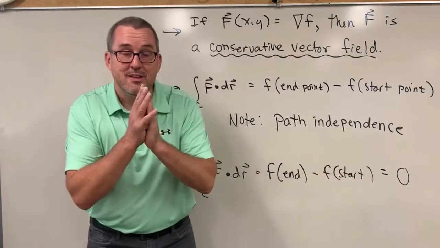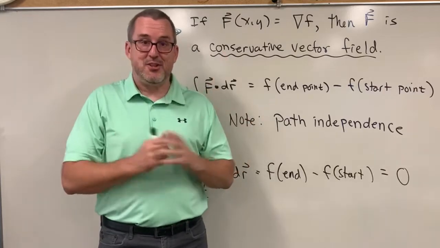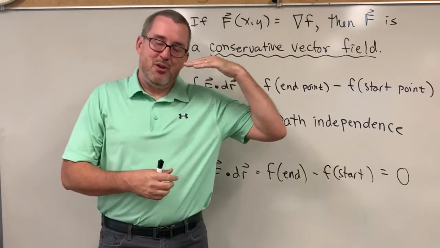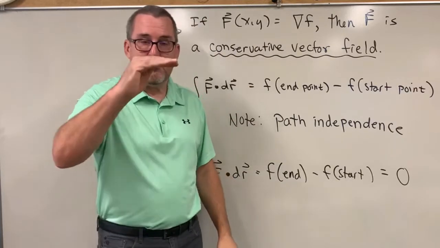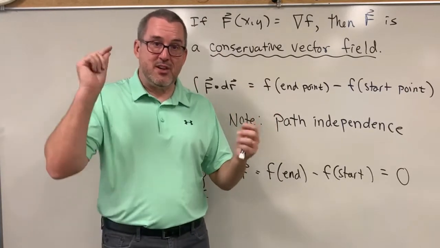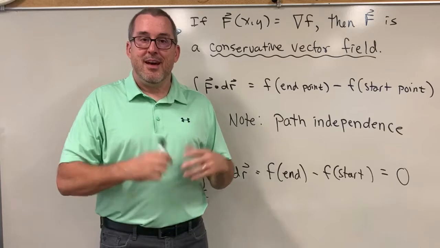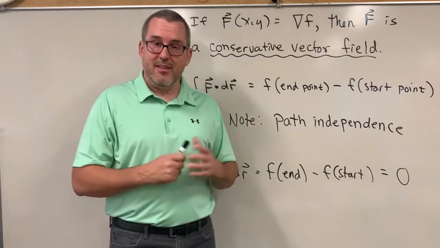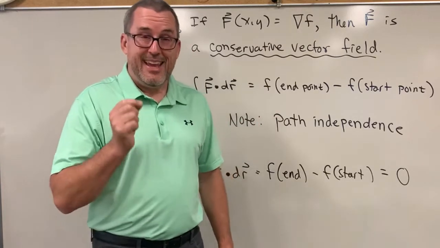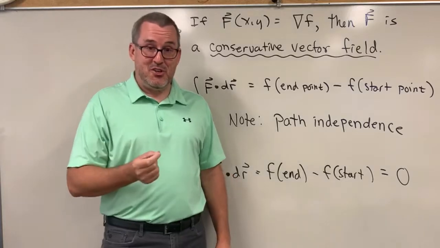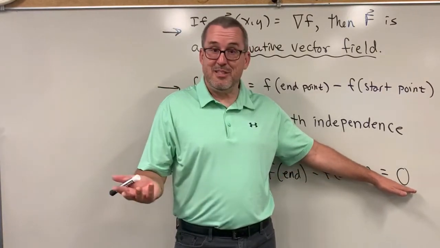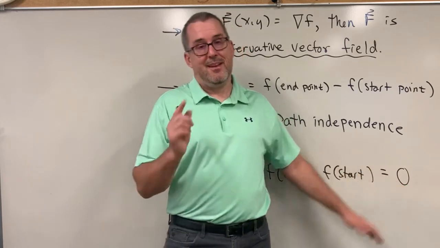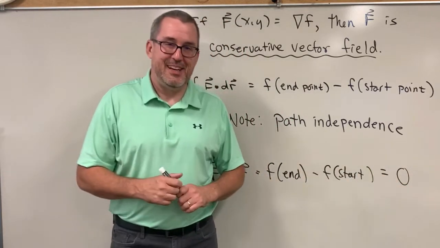So suppose you had a situation where you were supposed to compute a line integral. You had a vector field, you had a path that was a complete loop. It started and ended at the same point, and you were asked to find the line integral. Well, if the vector field was conservative, you could just jump to the idea that the line integral is going to be 0.